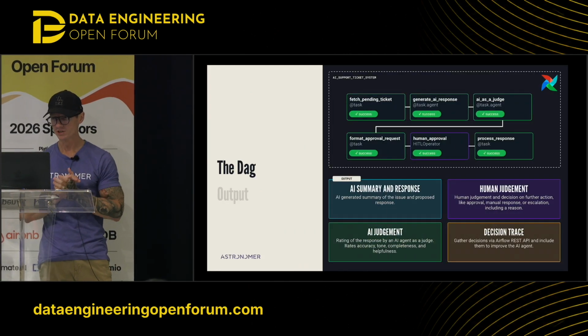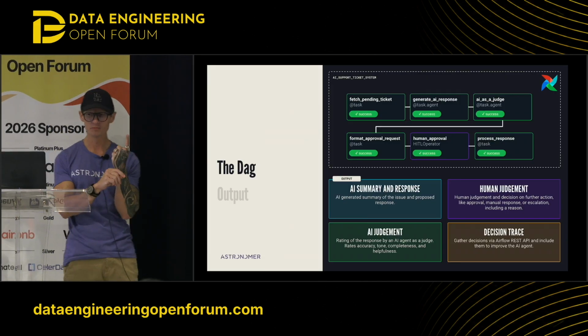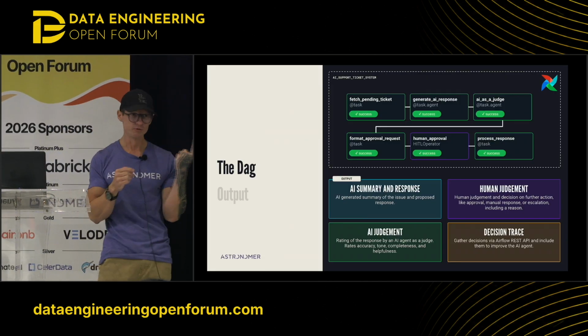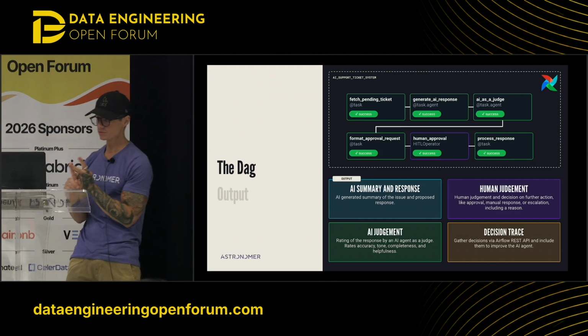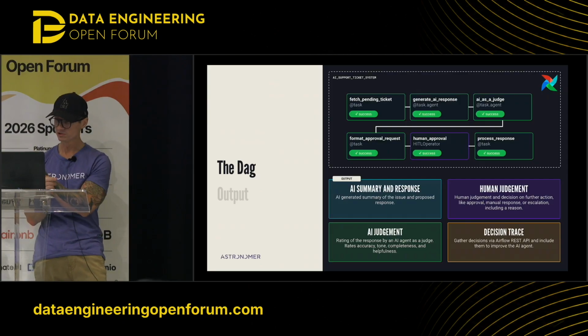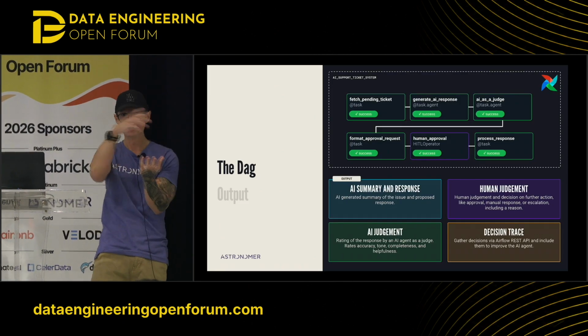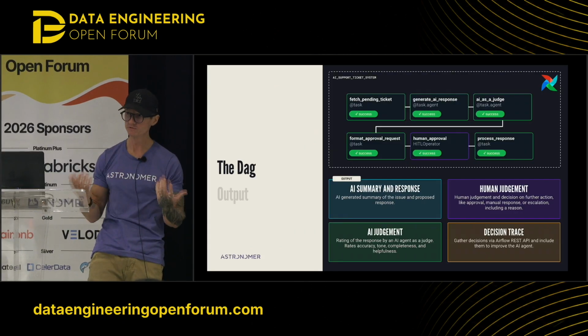So what does it look like? When we execute this, we get 4 things in total. First of all, the AI summary and the proposed response, then also judgment of that from another AI, human judgment, and decision trace, because we can use the human judgment as context, feed it back into the system, and that way improve it over time.